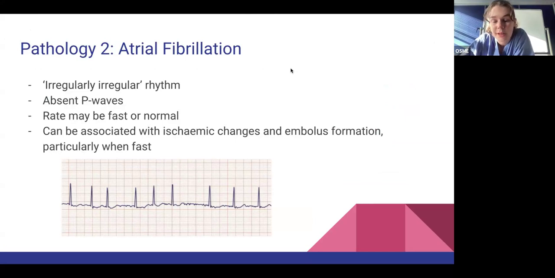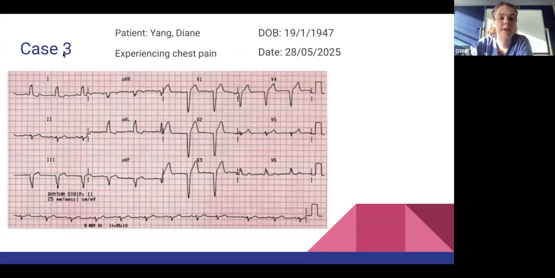The rate can be fast, the rate can be normal. You'd be more worried about fast AF, but both aren't great, especially because that's when you need to start thinking about anticoagulation, because they're then at risk for ischemic events, strokes, coronary events, PEs, the works. So yeah, not good. Case 3, Diane Yang.